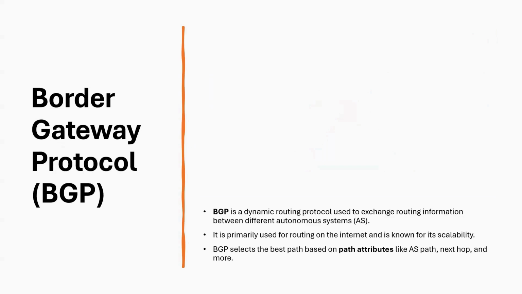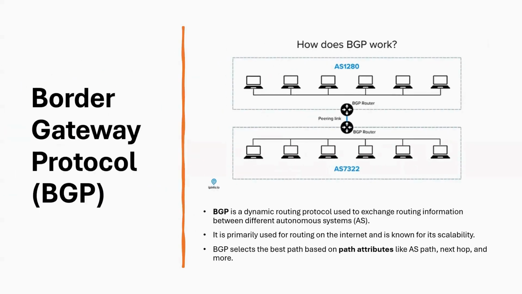Let's start with one of the most important dynamic routing protocols, BGP, Border Gateway Protocol. BGP is used to exchange routing information between autonomous systems, which are large networks that may span multiple organizations, right? BGP is critical for routing on the internet, as it is responsible for determining the best path for data across different networks. BGP selects routes based on attributes like AS path and next hop, which makes it a highly flexible protocol for large network environments.